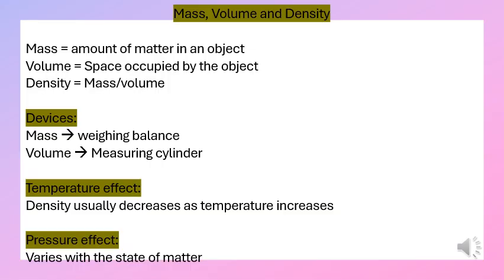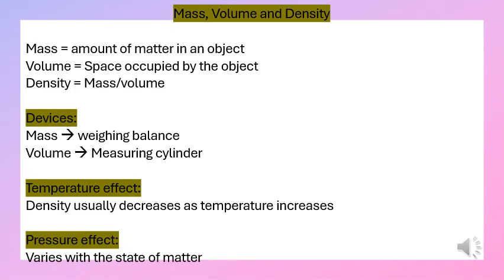Now, there is a cool part: density. It is mass divided by volume. In simple terms, it tells us how tightly packed the matter is. So, a rock and a sponge may be the same size, but the rock is heavier because it is denser.